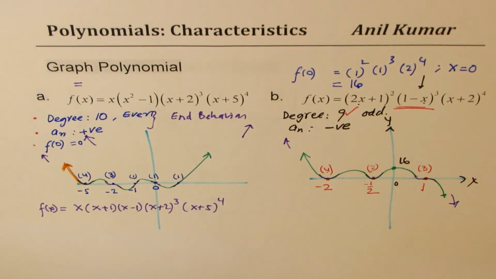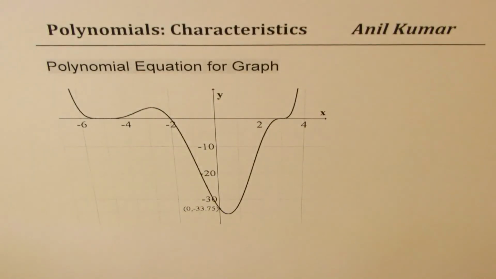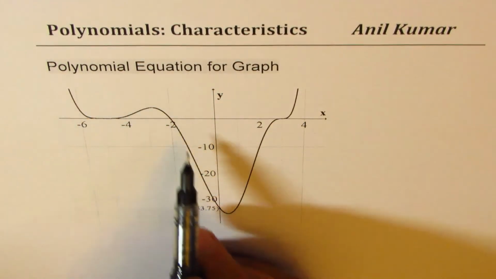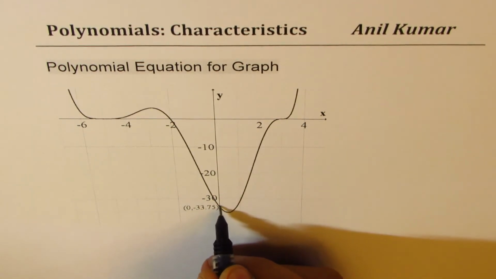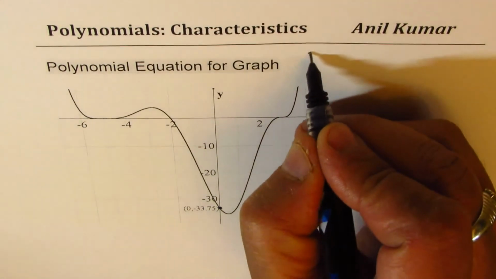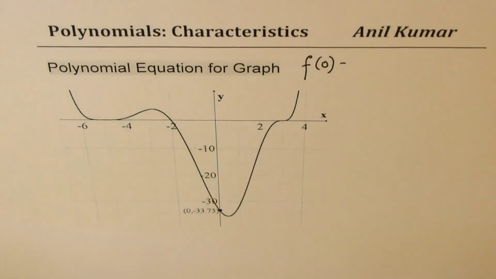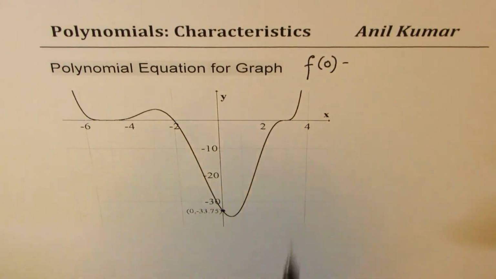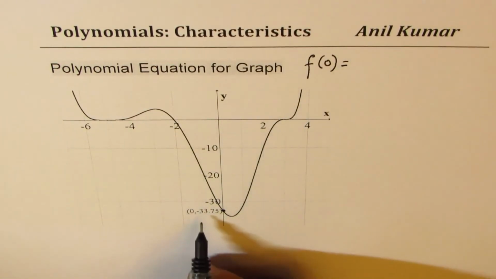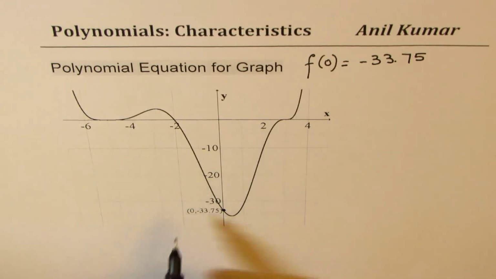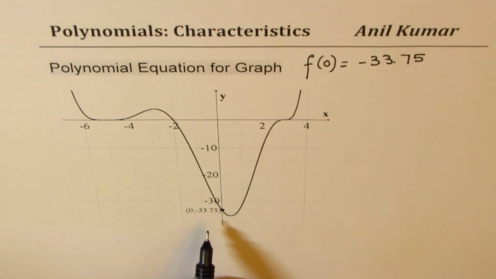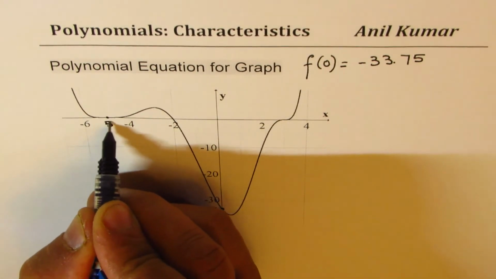So I hope this helps you to understand how to really sketch polynomials. Now the last part is to find the equation of a polynomial. So we are given a polynomial function here. You can pause the video, find the equation. The y-intercept is given as f of 0 equals minus 33.75, correct? You can pause the video, answer this question, and then look into my suggestions, right? And here we have a 0 at minus 5. Do you see that? Okay.